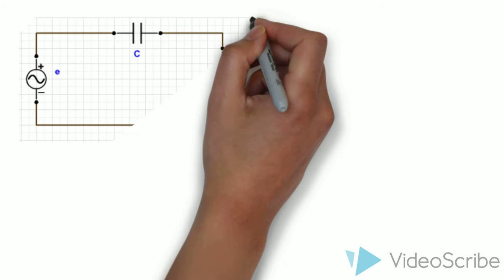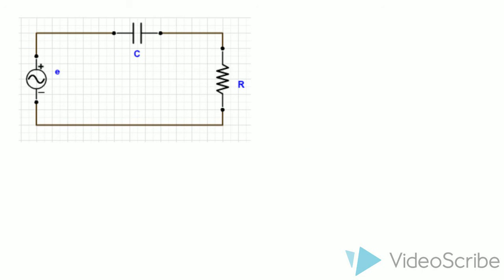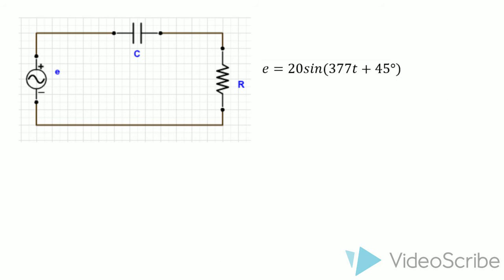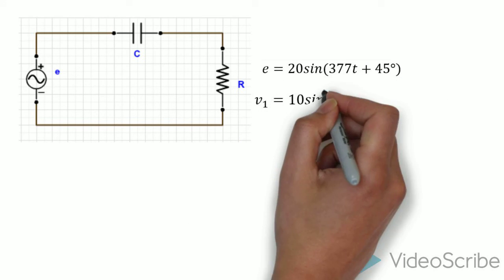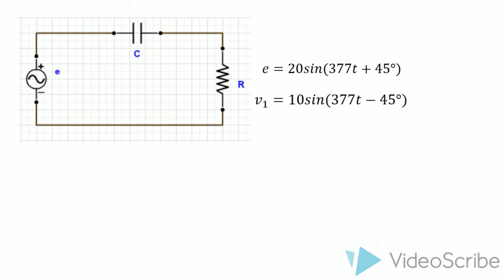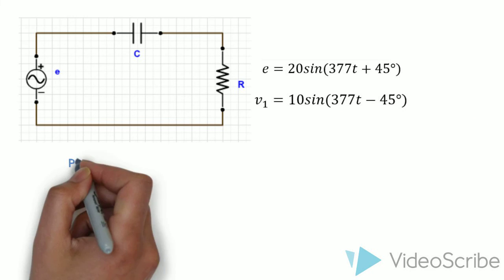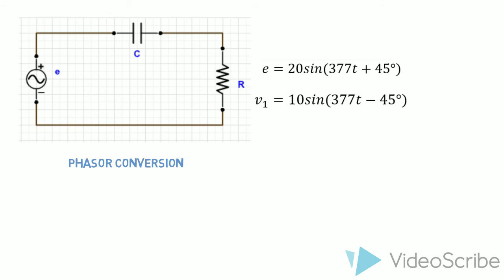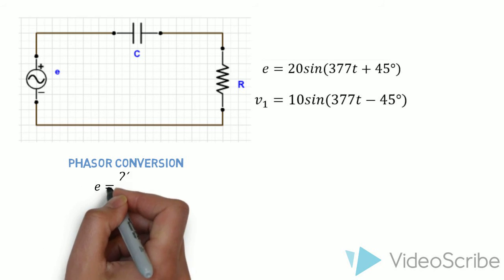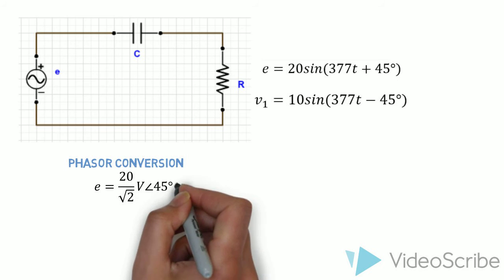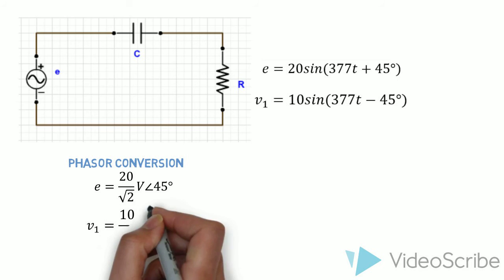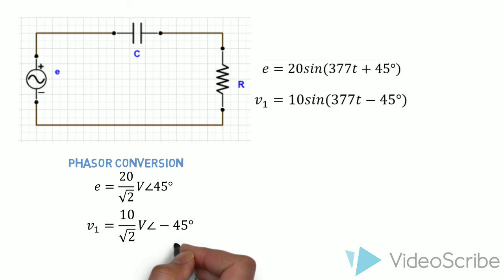Let's look at an example. Here, the power supply is represented by this waveform, and the voltage across the capacitor is represented by this waveform. Firstly, we convert to the phasor form. The power supply becomes 20 over root 2 volts at the angle of 45 degrees, and the voltage across the capacitor becomes 10 over root 2 volts at the angle of negative 45 degrees.